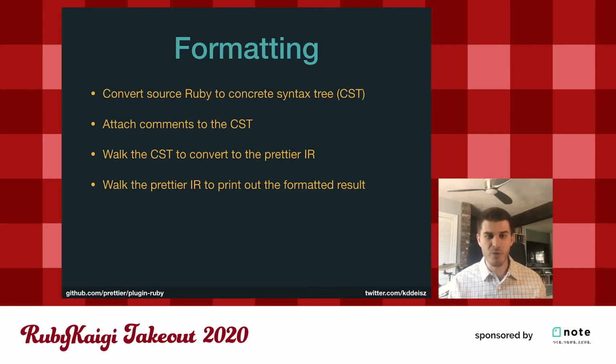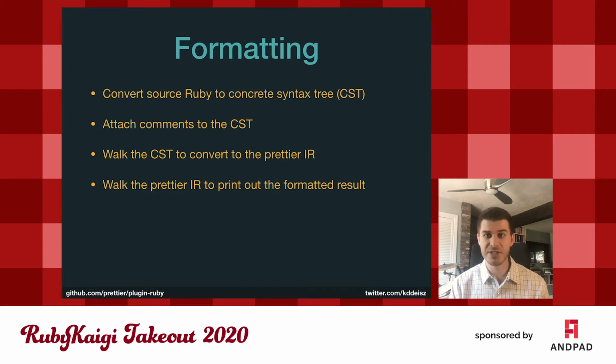Overall, what it is doing is formatting your source code. What this means is it's converting source Ruby code into a concrete syntax tree. You might hear abstract and concrete, the difference being that it has specific information about where the nodes were placed in the tree and specific information about the source. We then attach all of the comments that we found to the tree. These are source code comments. We place them into the tree where we think they belong. We then walk that tree and convert it to a different kind of tree, which is the Prettier intermediate representation. We then hand it back to Prettier and say, go print this. Prettier has rules around how to print its own tree, and then it will go and print out the formatted result.